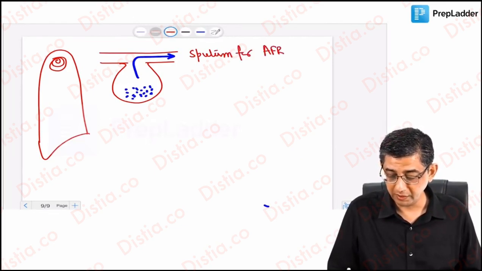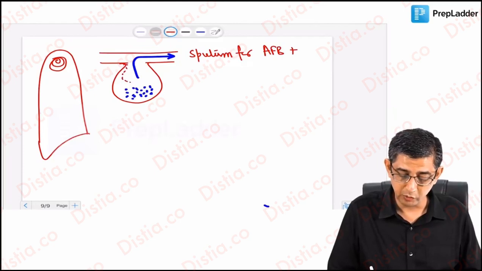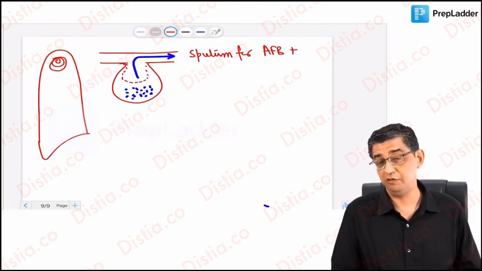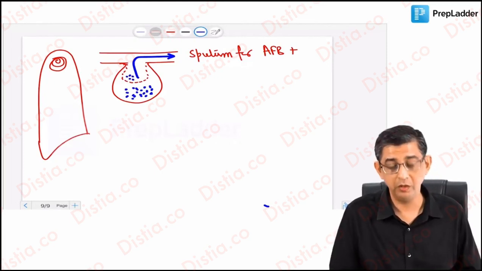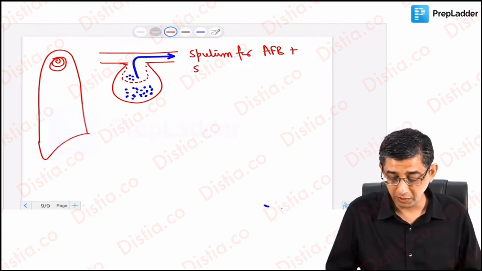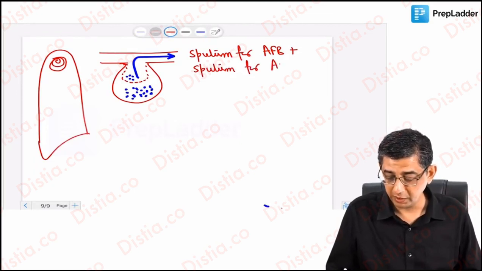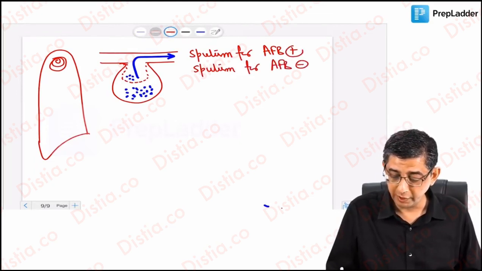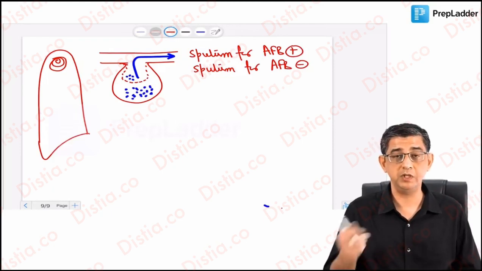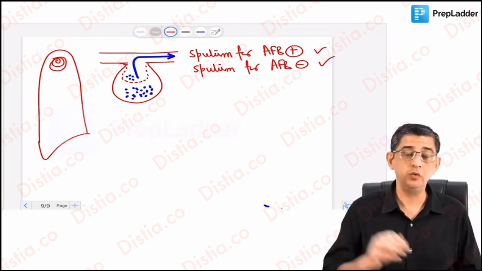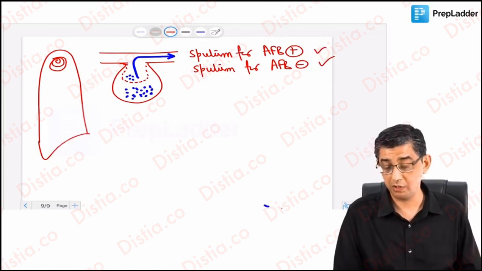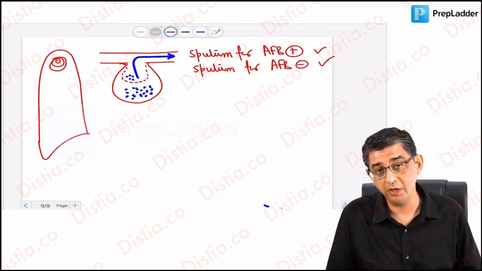I want to highlight the fact that if the cavity is relatively smaller, mark my words there, then the bacterial load will also be lesser. If bacterial load is lesser, then the person could be having sputum for acid fast bacteria negative. Why I'm highlighting that is because we treat both cases, sputum for AFB positive and sputum for AFB negative. I had a query from a doctor saying, sir, okay, fine, you are treating somebody who's sputum for AFB positive. Why are you treating somebody who's sputum for AFB negative?